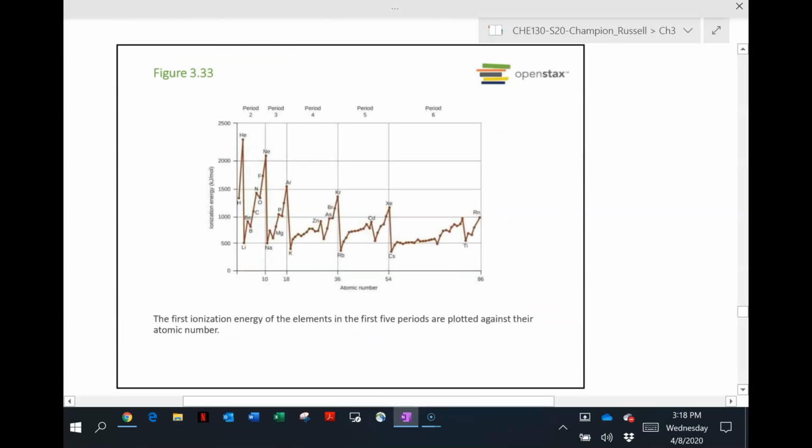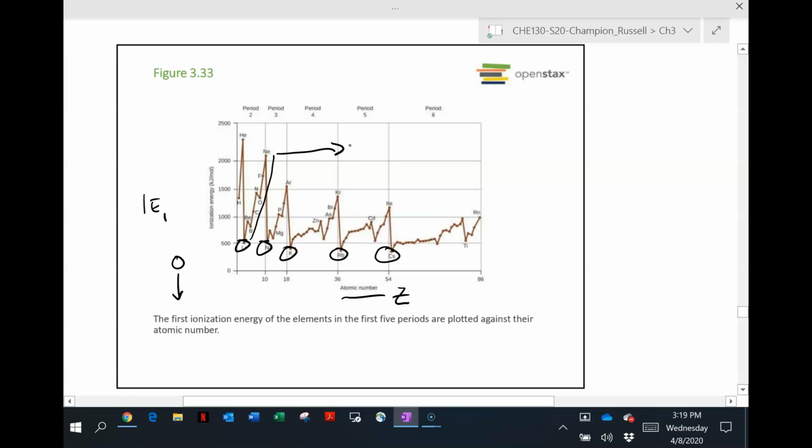So here's some of the data. This is your atomic number, Z, on the x-axis, and you've got your ionization energy here in kilojoules per mole. This is the first ionization energy. What you see generally, let's look at lithium, sodium, potassium, rubidium, cesium: a slight downward trend as you go down. And as you go across any period, you see that there's an increase going across.